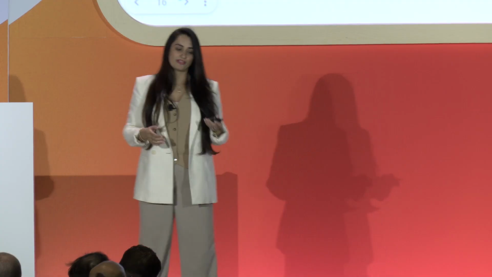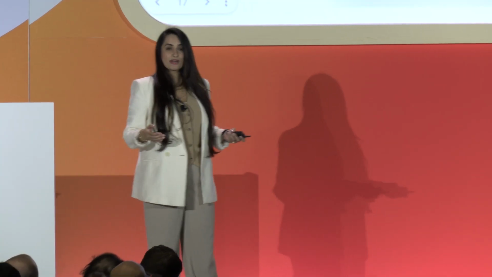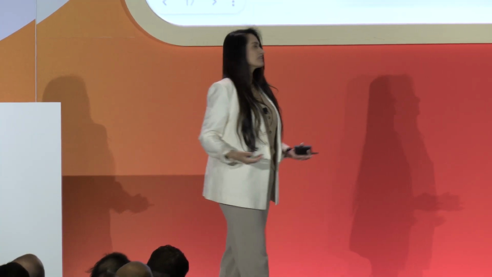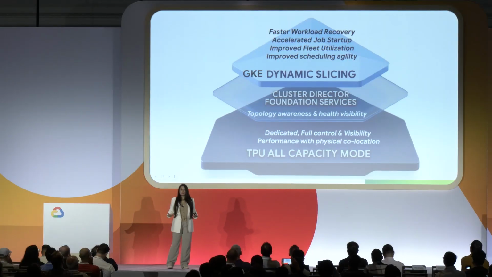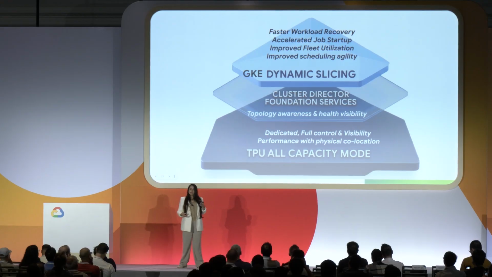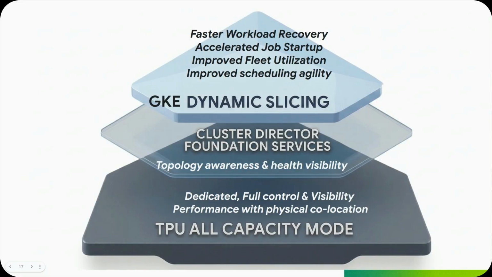We'll talk about all of this and see how it is. Before I go, I want to talk about the layers that actually enable a lot of these functionalities. We have exposed dynamic slicing on TPU all-capacity mode. Does anyone know? This is a new capacity mode that was introduced with Ironwood. And anybody know about this? Hands up? Awesome.